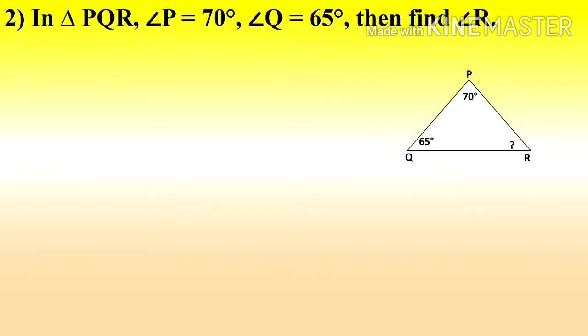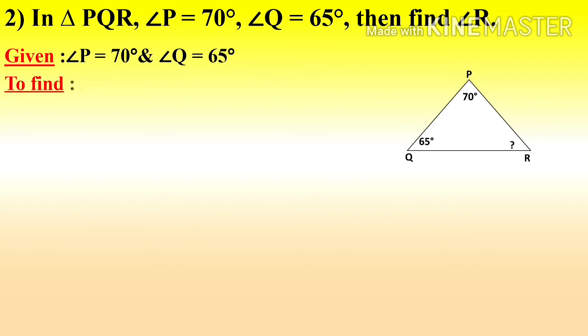Now student, our second question is given. In triangle PQR, angle P is given 70 degree, angle Q is given 65 degree, then find the angle R. Draw the figure. Triangle PQR, angle P is 70 degree and angle Q is 65 degree. Here we have to find angle R. First of all, we will write the given information. Angle P is 70 degree and angle Q is 65 degree. Very good. After that, what we have to find? Measure of angle R.